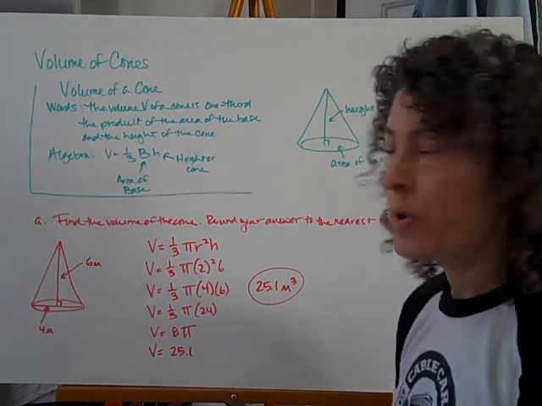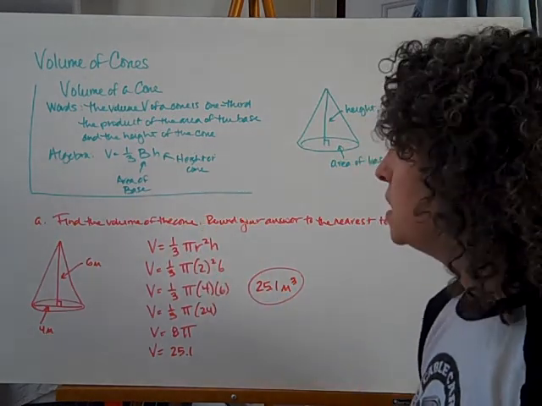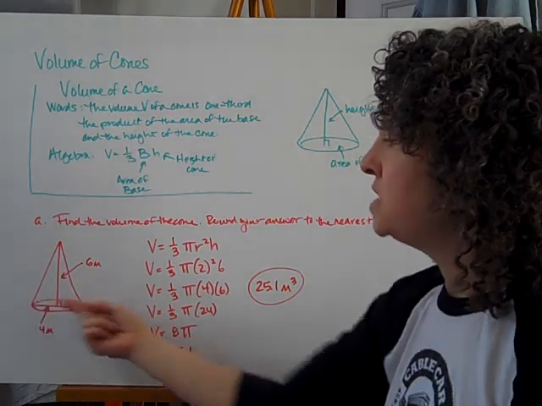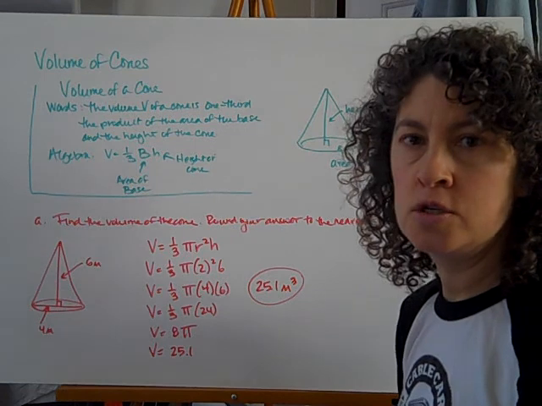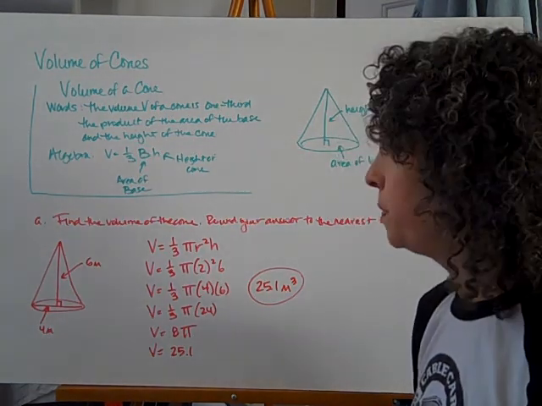So let's work through a few problems. Find the volume of the cone, rounding your answer to the nearest tenth. We've got our cone over here with a height of 6 meters and a diameter of 4 meters. Since the base is a circle, pay attention to whether you're given a diameter or a radius.